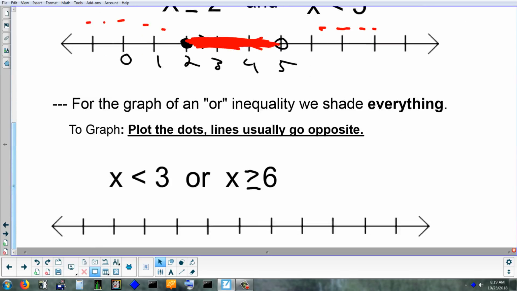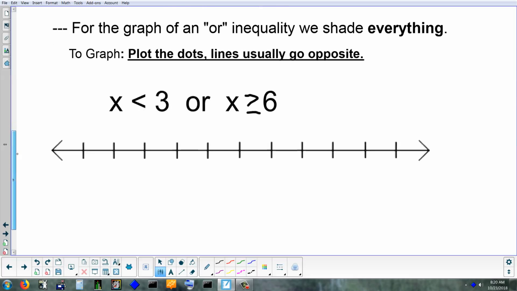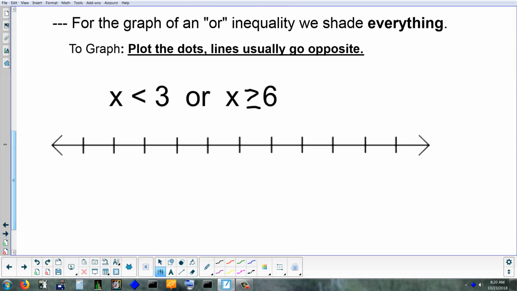So for your first blank there, it says the graph of inequality. First blank, you write shade everything. Then where it says to graph, you'll write plot the dots. So put them on your graph. Again, pay attention to your signs. And then your lines with the "or" usually go opposite, because usually it's going to be one answer that works.